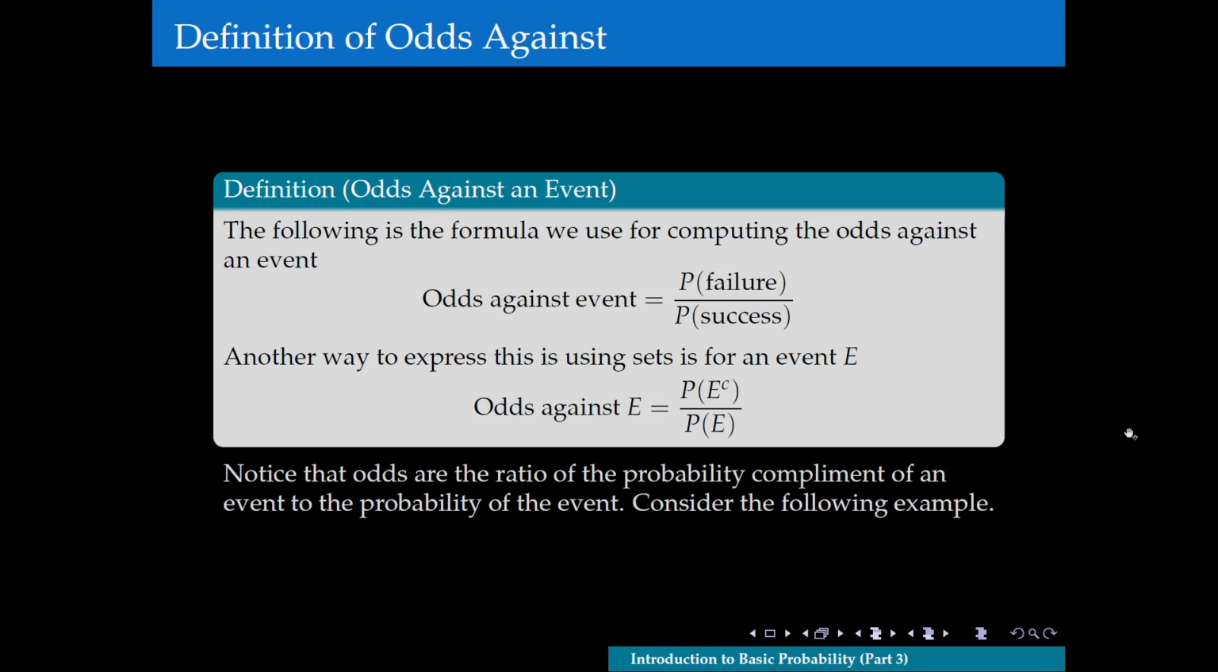Okay, so the definition of odds against. This is the following formula that we use to compute the odds against an event. The odds against an event is defined as the probability of failure divided by the probability of success. For those of you who are familiar with set theory and set notation, or possibly watched my other series on the introduction to sets, you can also express this as the odds against an event E being the probability of the complement of E divided by the probability of E. Notice that odds are the ratio of the probability of the complement of an event to the probability of the event. So consider the following example.